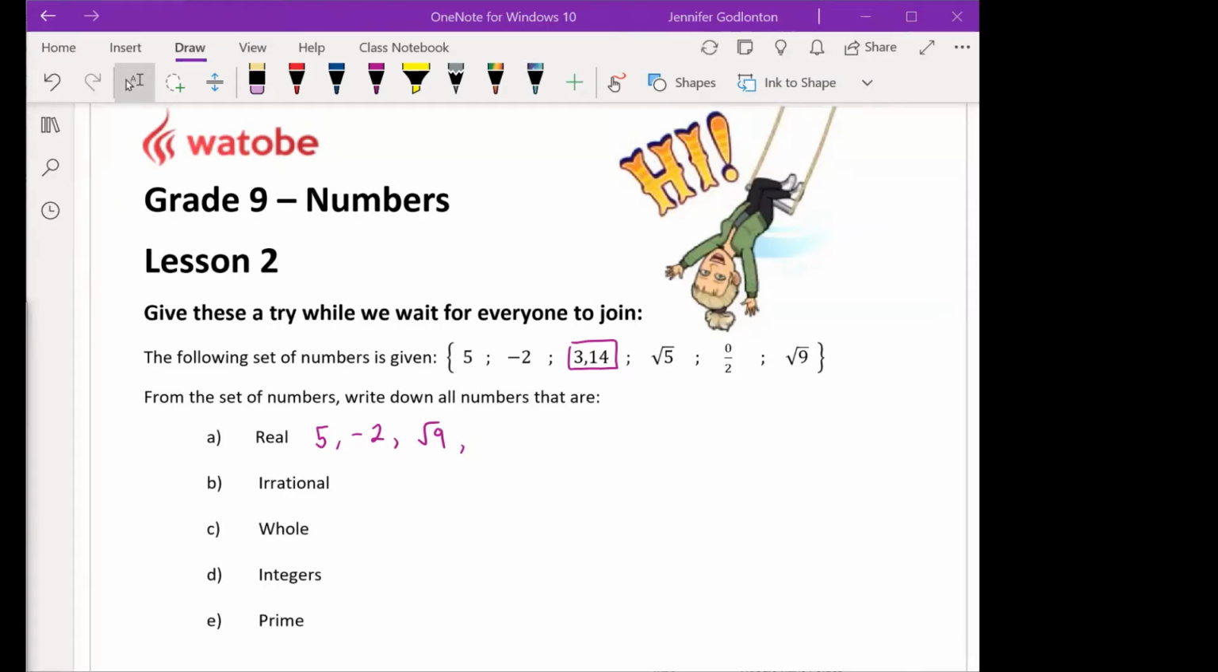Okay, I'm going to jump to our second volunteer who is Unam. If you could help us through with the rest of these real numbers. What other numbers here are real numbers? So we've got 5, -2, the square root of 9. Unam, which are our other ones which are real? You can raise a hand or you can type.